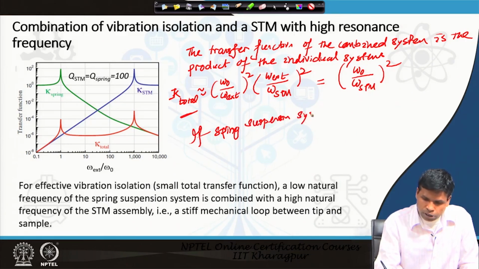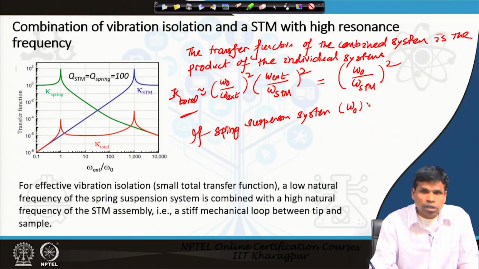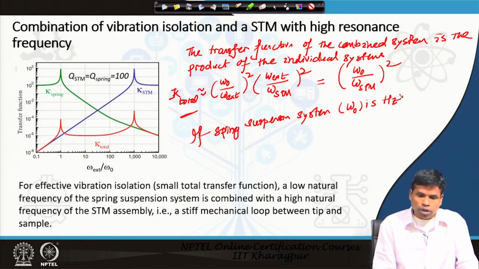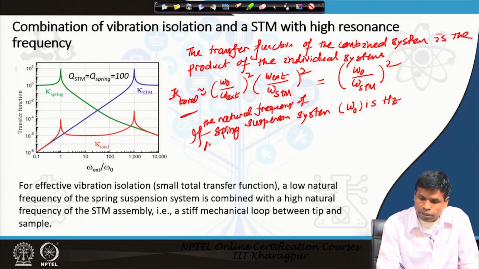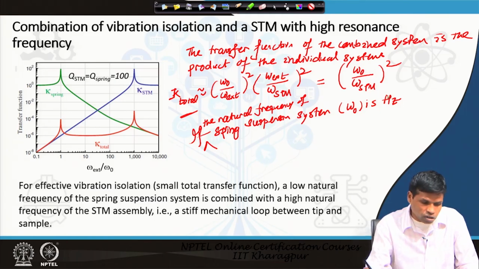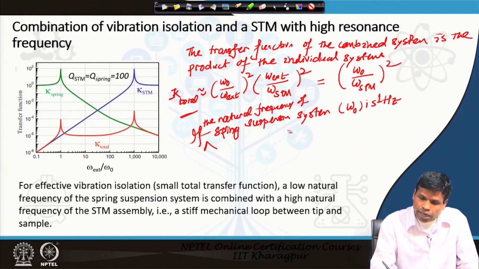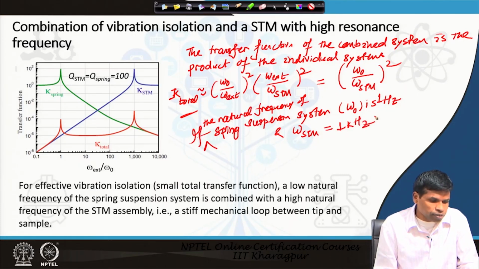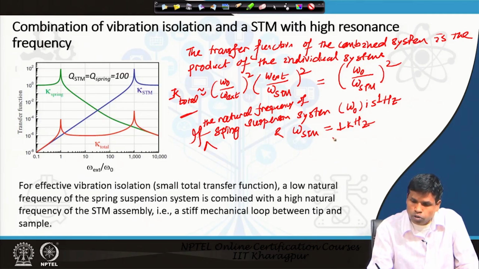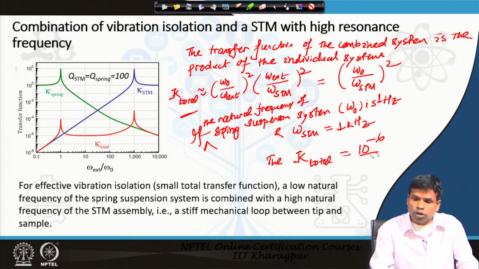So, for example, if the natural frequency of the spring suspension system, omega naught, is 1 hertz, and for the STM omega STM is, let us say, 1 kilohertz, then the overall transfer function, K total, will be 10 to the power minus 6, quite a small value. If it is 10 kilohertz, it will be 10 to the minus 8.